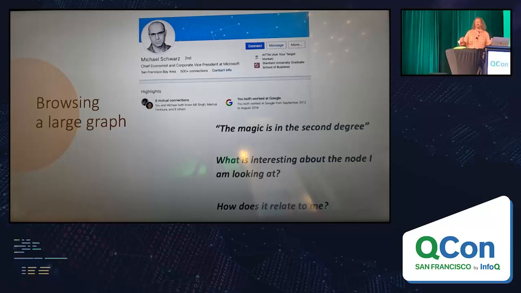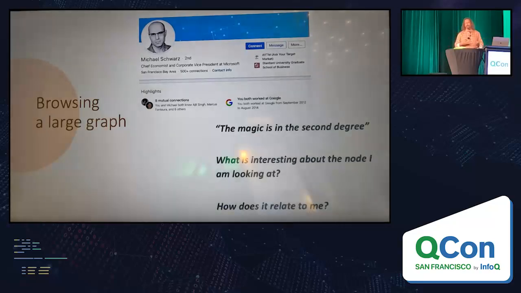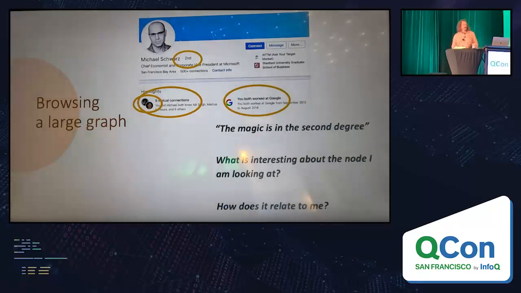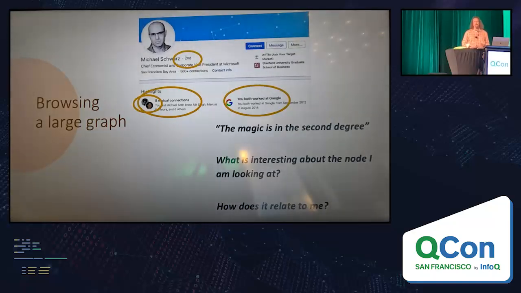Okay, so what we're doing fundamentally when we're looking at LinkedIn is we're browsing a large graph and we're figuring out what about that graph is interesting to us. And here's some of the stuff that comes out of the graph database. You notice these are all second degree connections. So what about a graph is interesting to me? Well, it's some sort of second degree connection. Like maybe we worked at the same employer, maybe we went to the same school, maybe we know some of the same people, right?